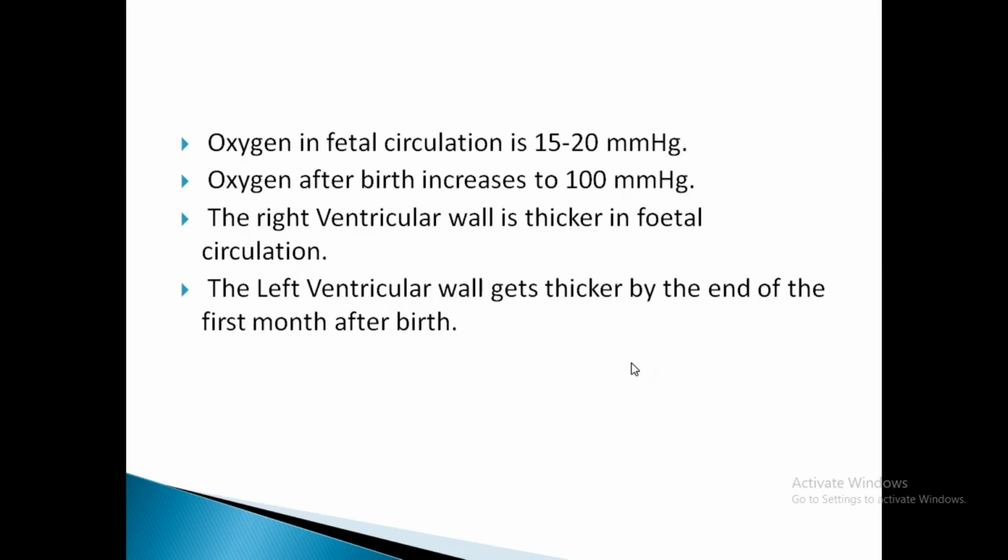The right ventricular wall is thicker in fetal circulation, but the left ventricular wall gets thicker by the end of the first month after birth. Now, this is very important: during fetal life, the right ventricular wall is thicker because it is working more as compared to the left ventricle. But once birth occurs, the left ventricular wall is working harder, so it gets thicker by the end of the first month after birth.